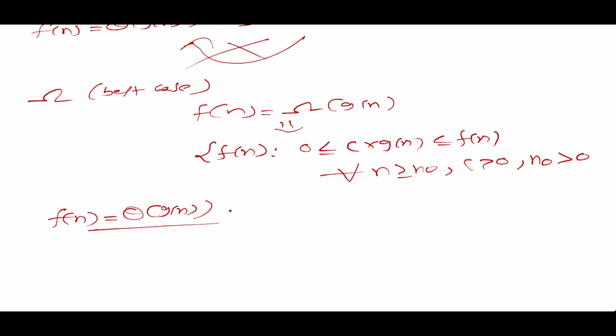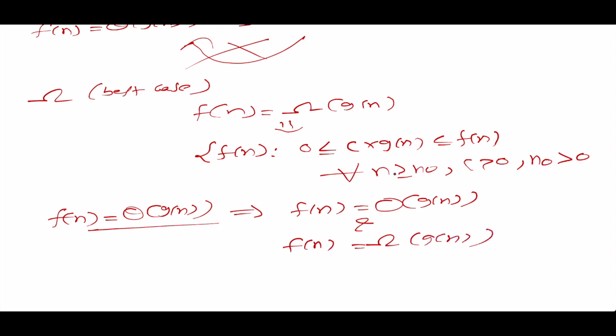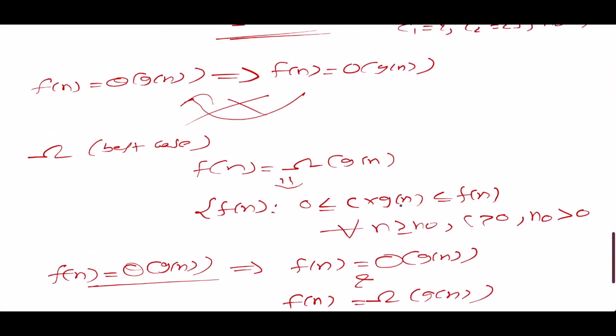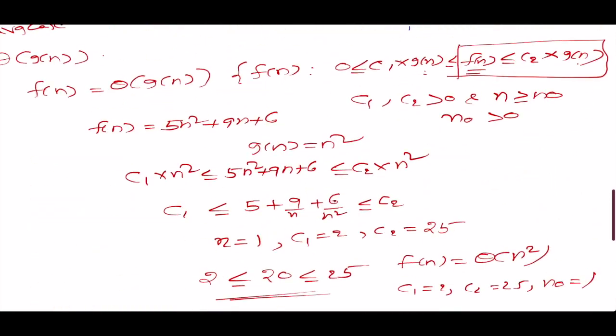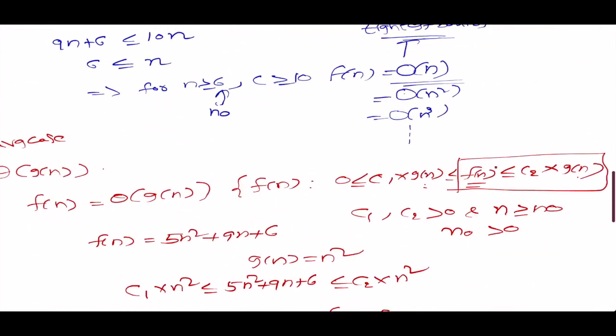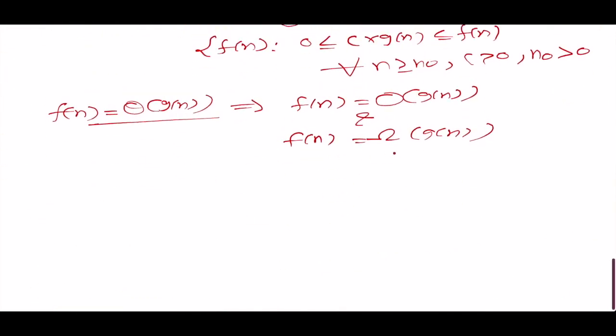So we can say f of n equals theta of g of n if and only if f of n equals big O of g of n and f of n equals omega of g of n. Correct, right? Because whatever conditions we have here were actually coming here. So then this condition comes true.